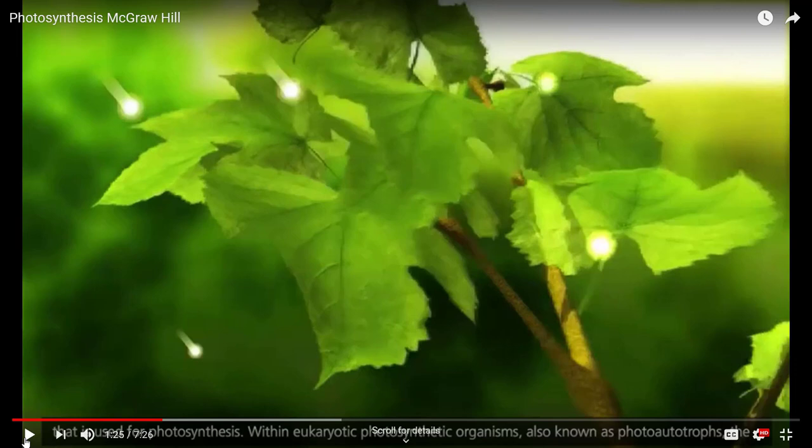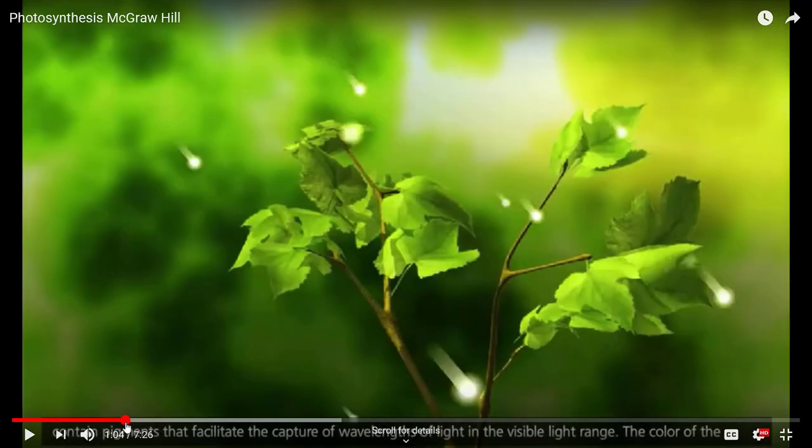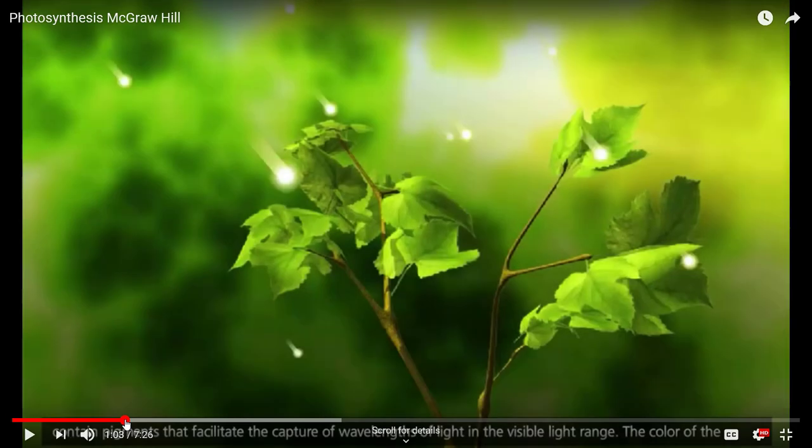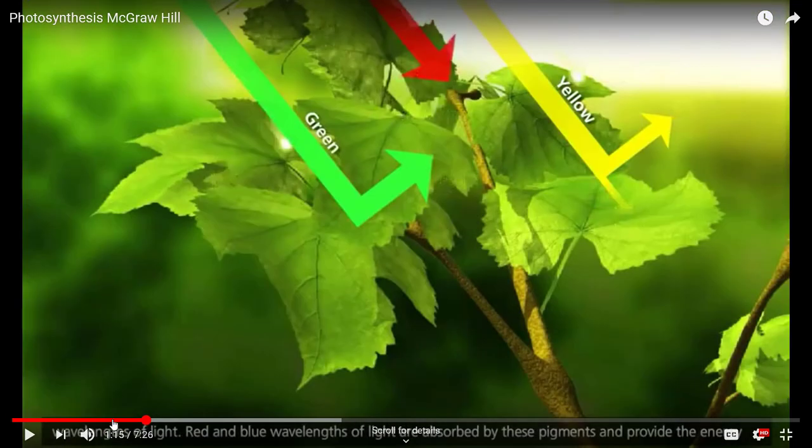Okay, so green plants reflect. Let's look back at the picture here. There we go. So green plants reflect what colors? Green and yellow. And what do they absorb? Yep, red and blue.